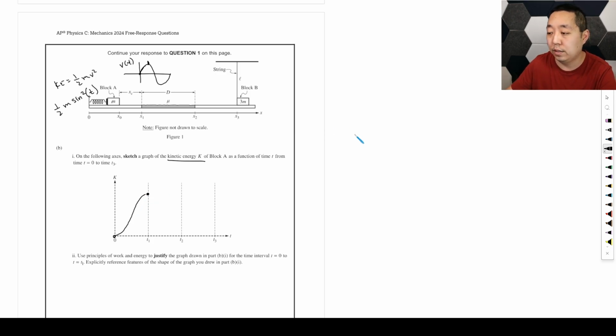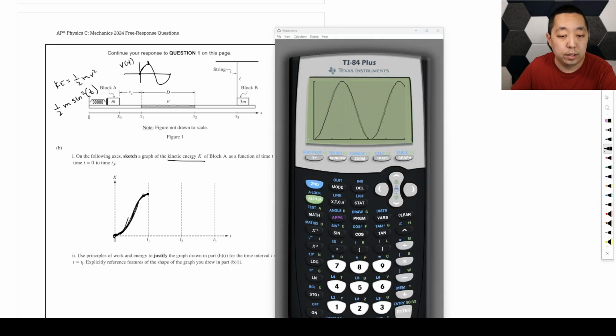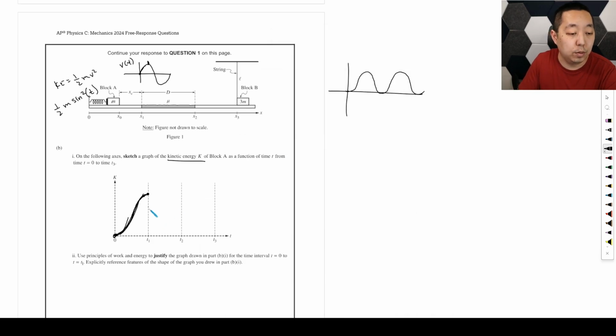If you were to graph sine squared, it would look like this. Oops. But it would have a zero slope right there, and then it would do something like that. I think that would be right. I'm going to double check on a calculator real quick. Yeah, I just used my calculator to graph it. So it's going to look something like that. Anyway, that's what the first shape is going to be as a function of time.